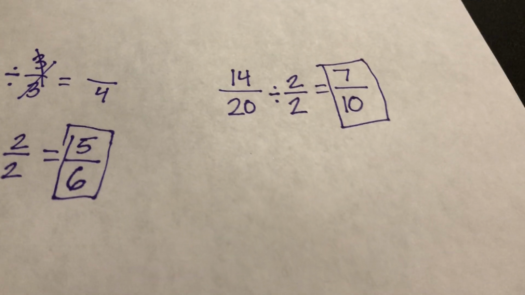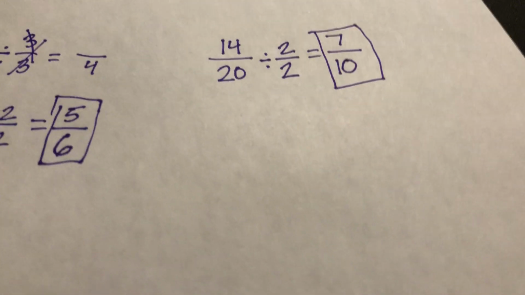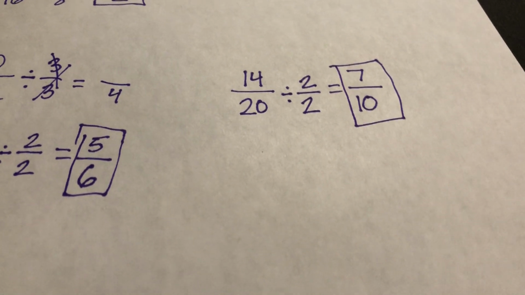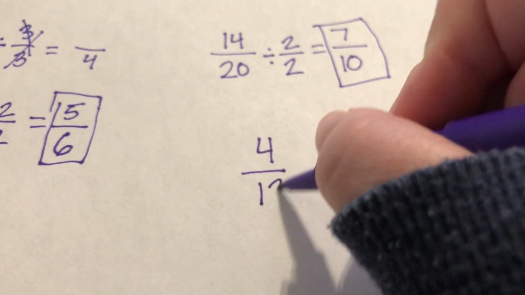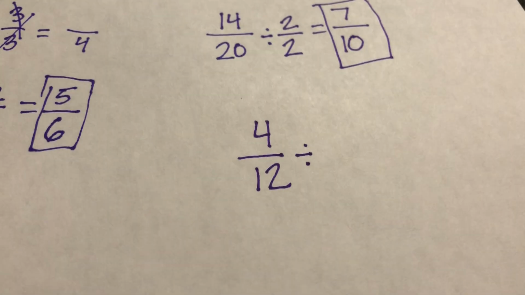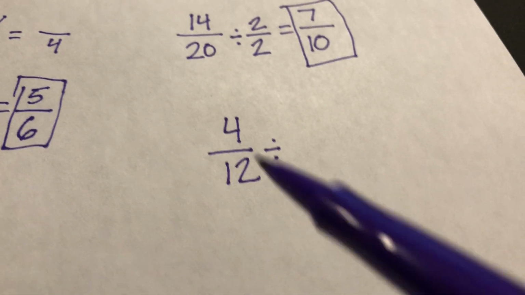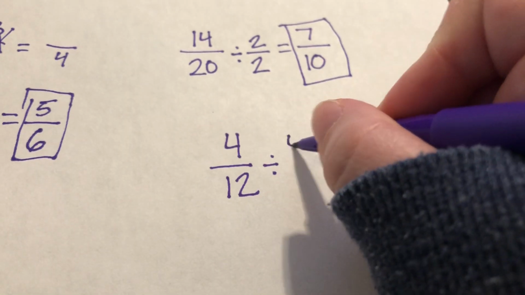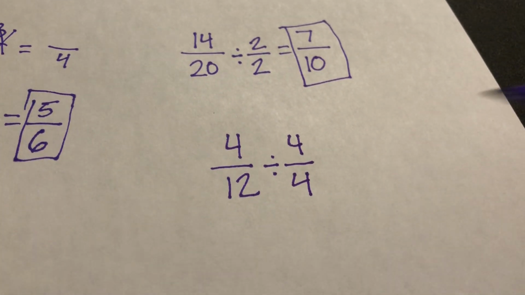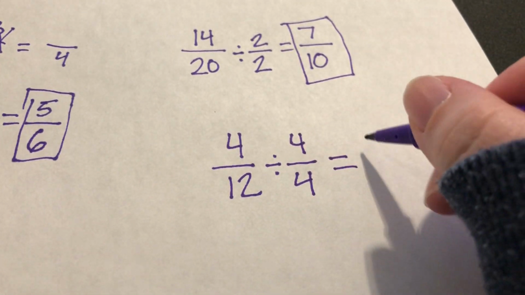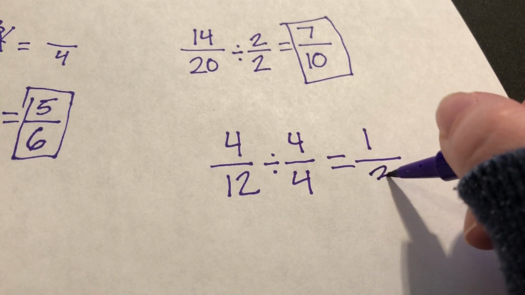Let's do another one. This one, I'm going to do one where you don't have to use 2/2. Let's say we have 4/12. What fraction of 1 can I divide this by that would work for both the numerator and the denominator? Oh, hey, what about 4/4? Because I can divide 4 by 4 and 12 by 4 evenly. So 4 divided by 4 is 1. 12 divided by 4 is 3.